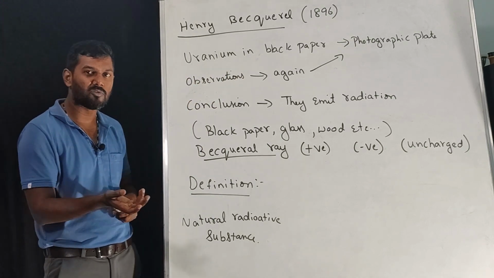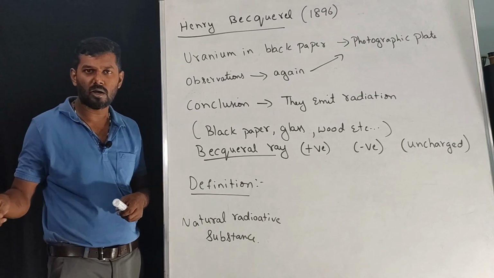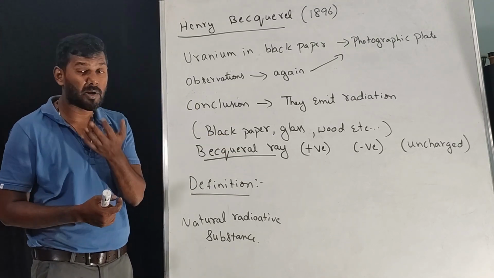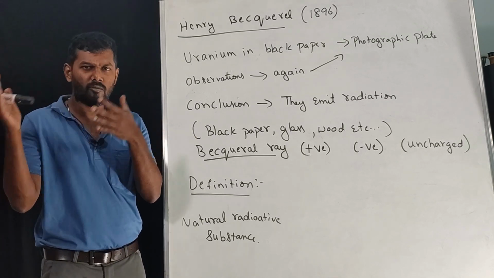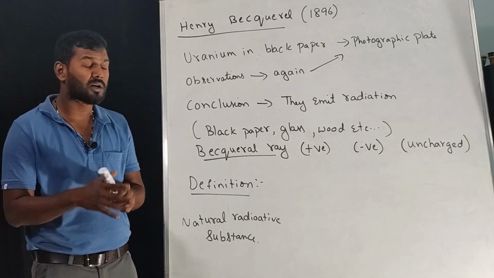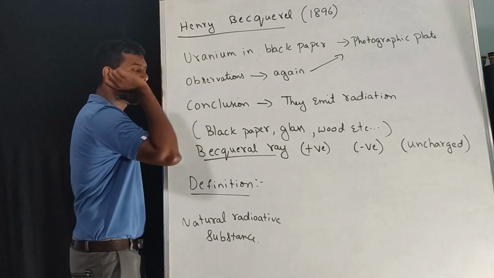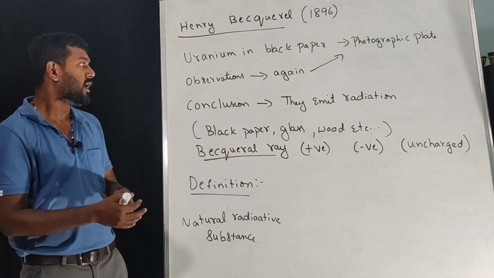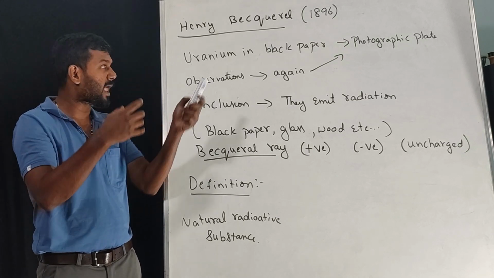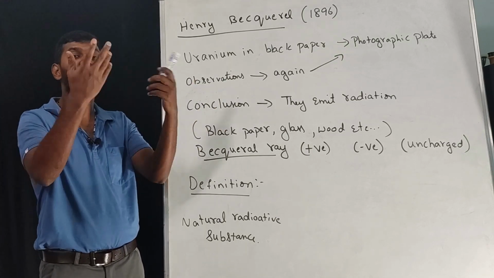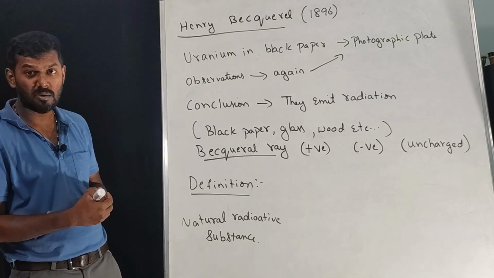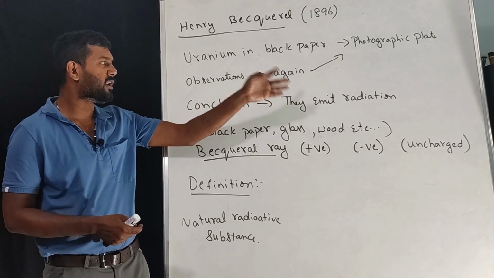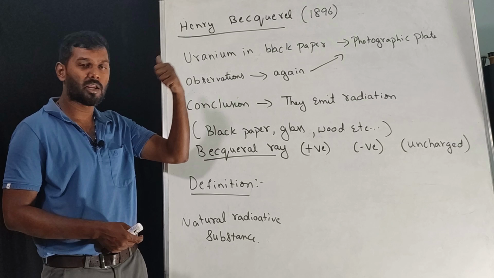So based on some observations, he took out some other elements and observed whether the photographic plates were affected or not. While doing this trial and error method, he got to know uranium is the culprit. Even though it is wrapped by a black paper, it is emitting some radiations. The conclusion he got is that they emit radiation. Which emit radiations? The uranium.